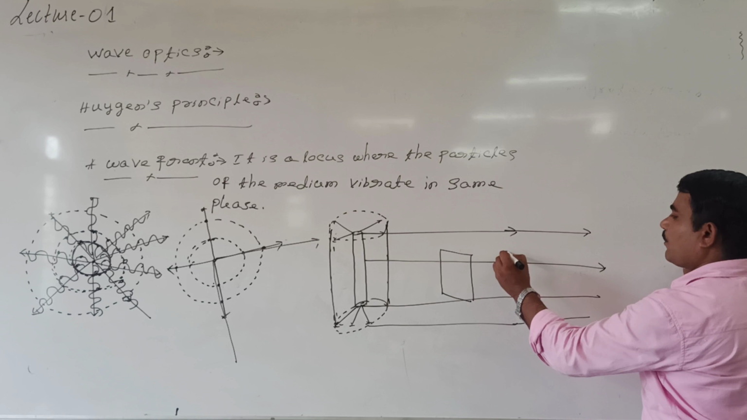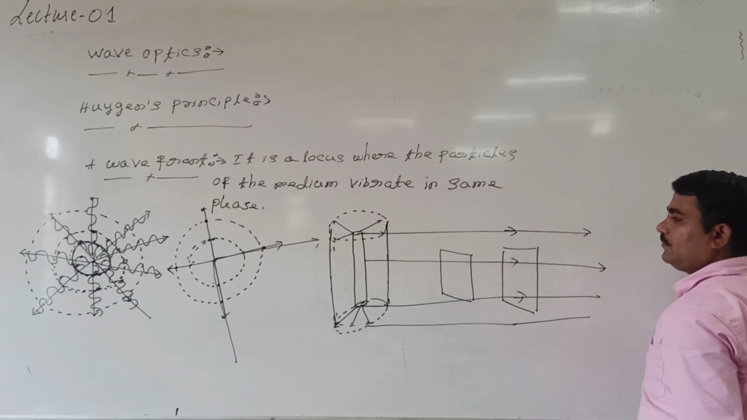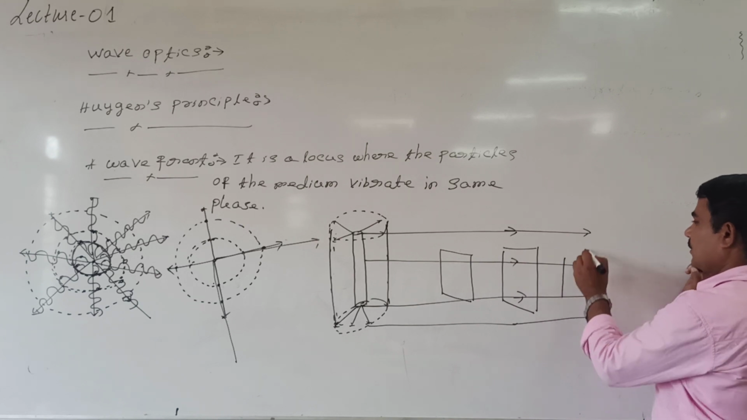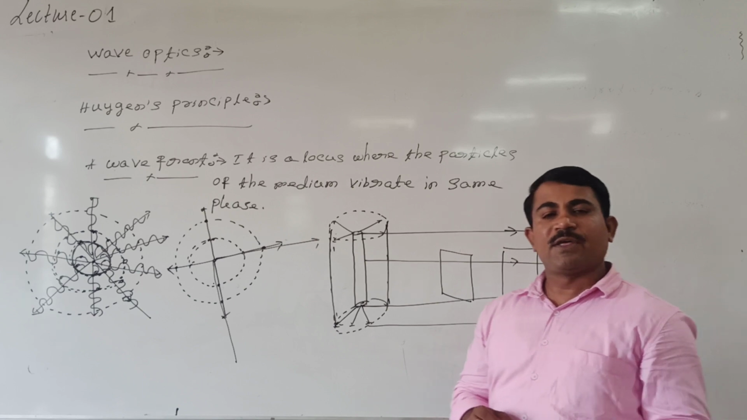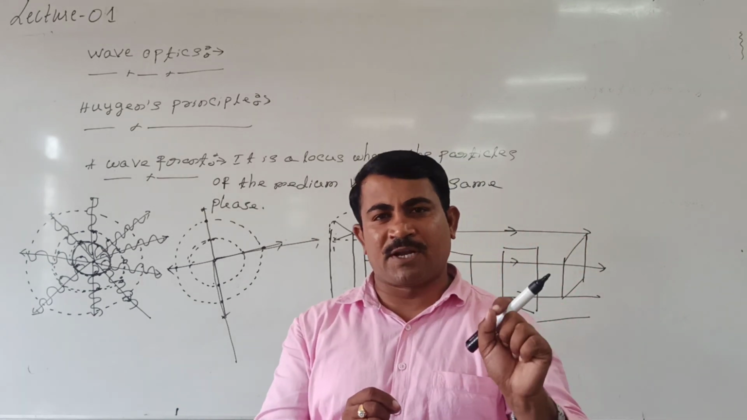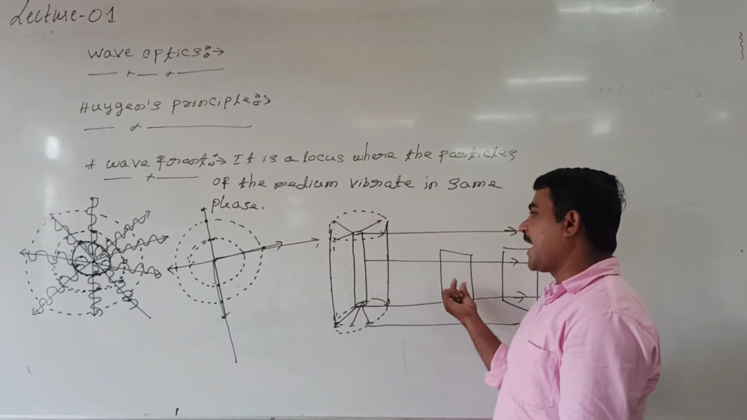At an infinite distance, look at me. If we take this one, this indicates what? Plane wavefront. Or if we join here, this becomes what value? Plane wavefront. Like this, the wavefront can be classified into three categories: spherical wavefront, cylindrical wavefront, and plane wavefront.